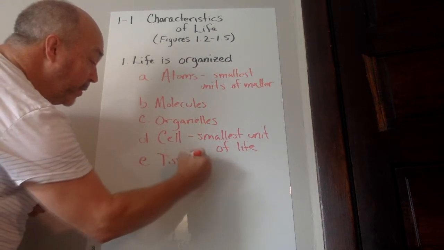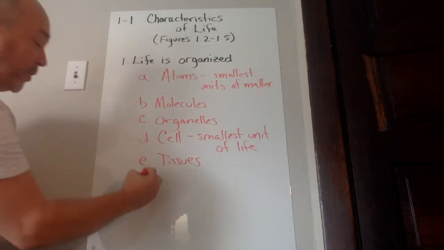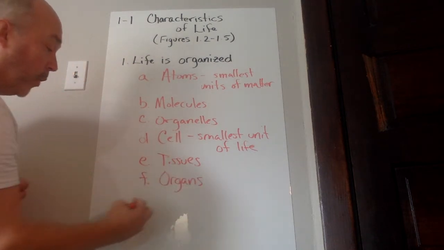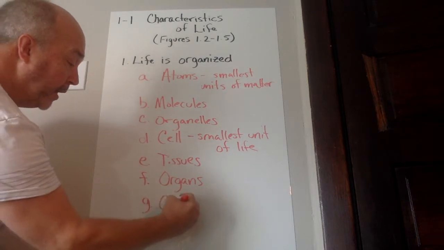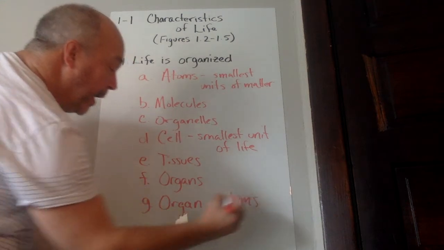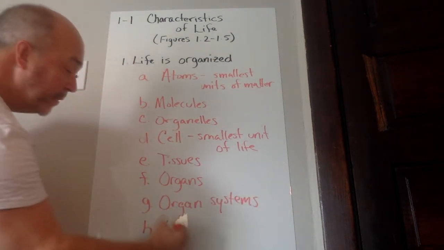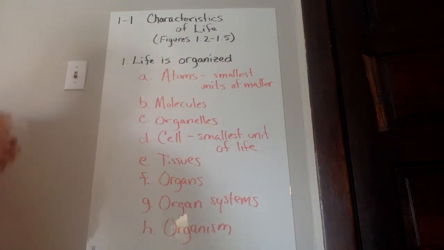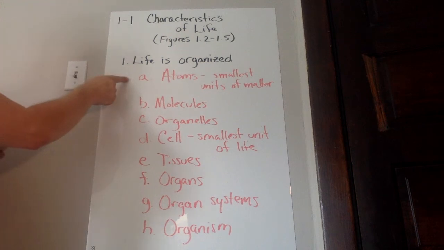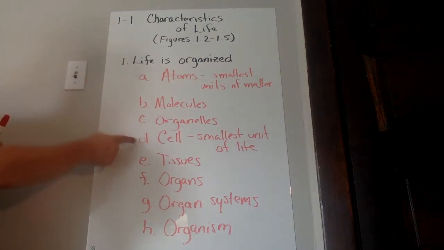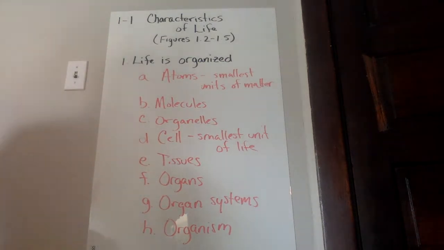Cells are built into tissues. Tissues are then built into organs. Organs are then built into organ systems. And finally, organ systems will create an organism. So we started with the smallest units and we built it to a singular organism. Each of these will get collectively larger as we build them together.